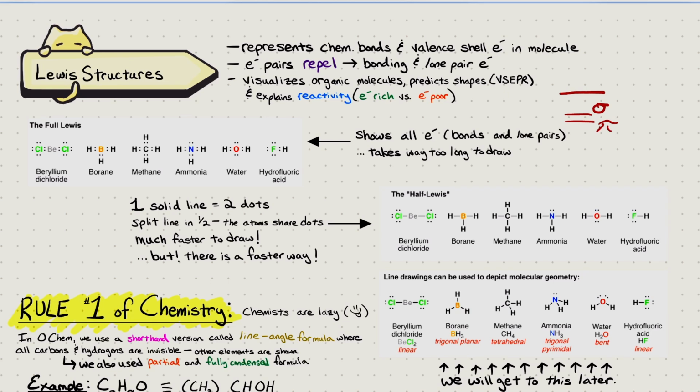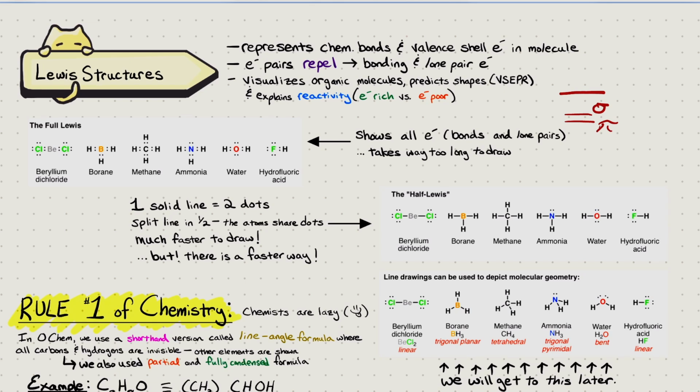What's important about Lewis structures is that they are visualizing the organic molecules to explain their reactivity, aka, again, electron rich versus electron poor. They also help predict the shapes. This is a concept that is emphasized a lot in biology, structure function: the structure is going to beget the function of how these molecules work.